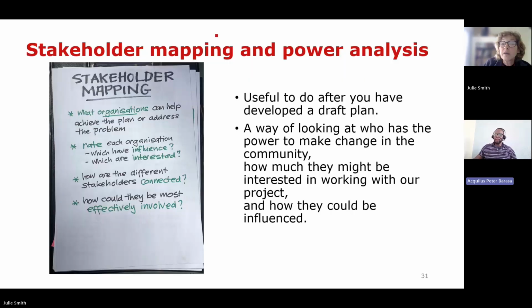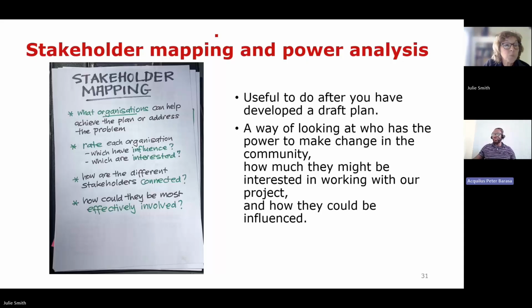Yeah, so the next one is stakeholder mapping and power analysis. It's a little bit like the other participatory mapping. So what organization can help achieve the plan? So these are maybe some of the questions that you could ask. Use this when you've got more of a plan in place. Which organizations are interested, which organizations are more influential, and how can they be more effectively involved in the project?